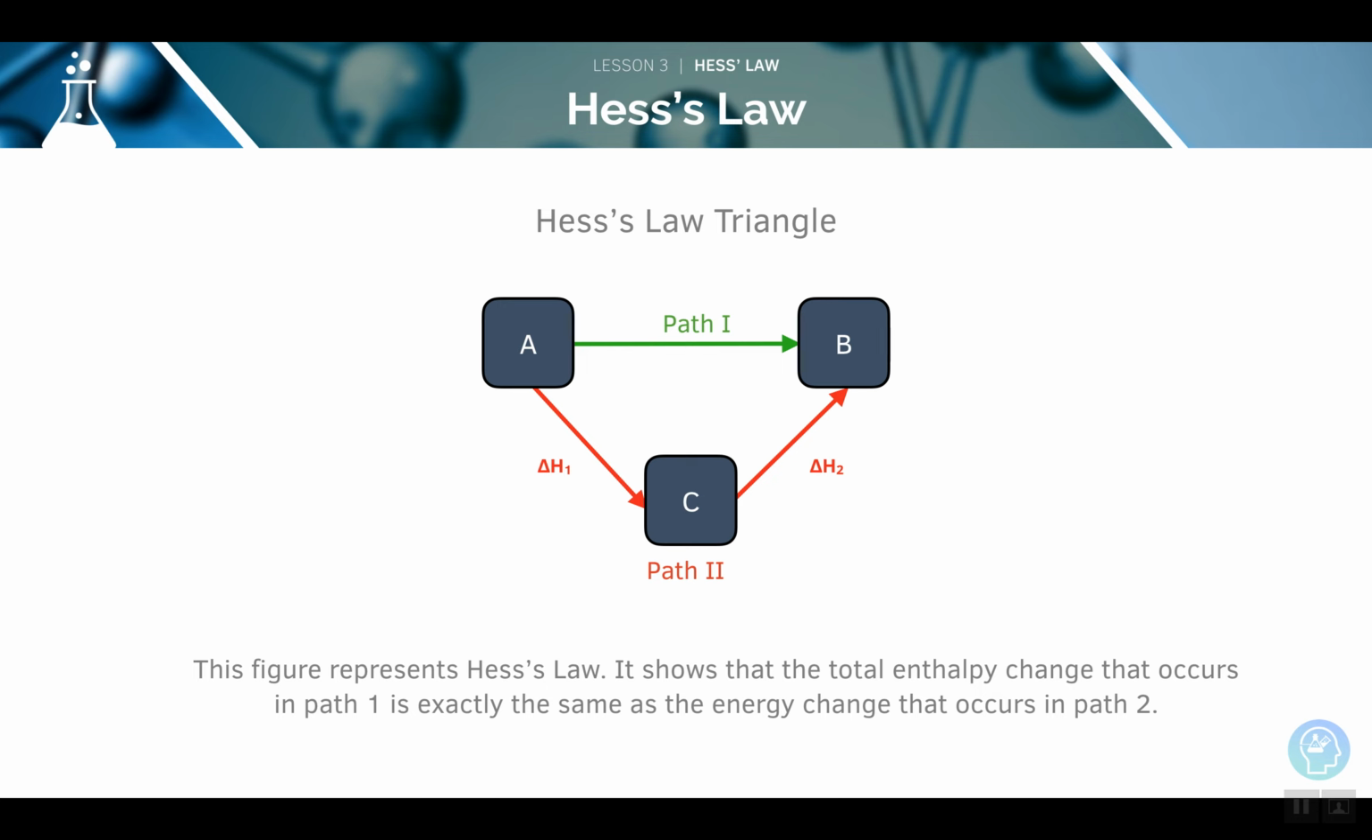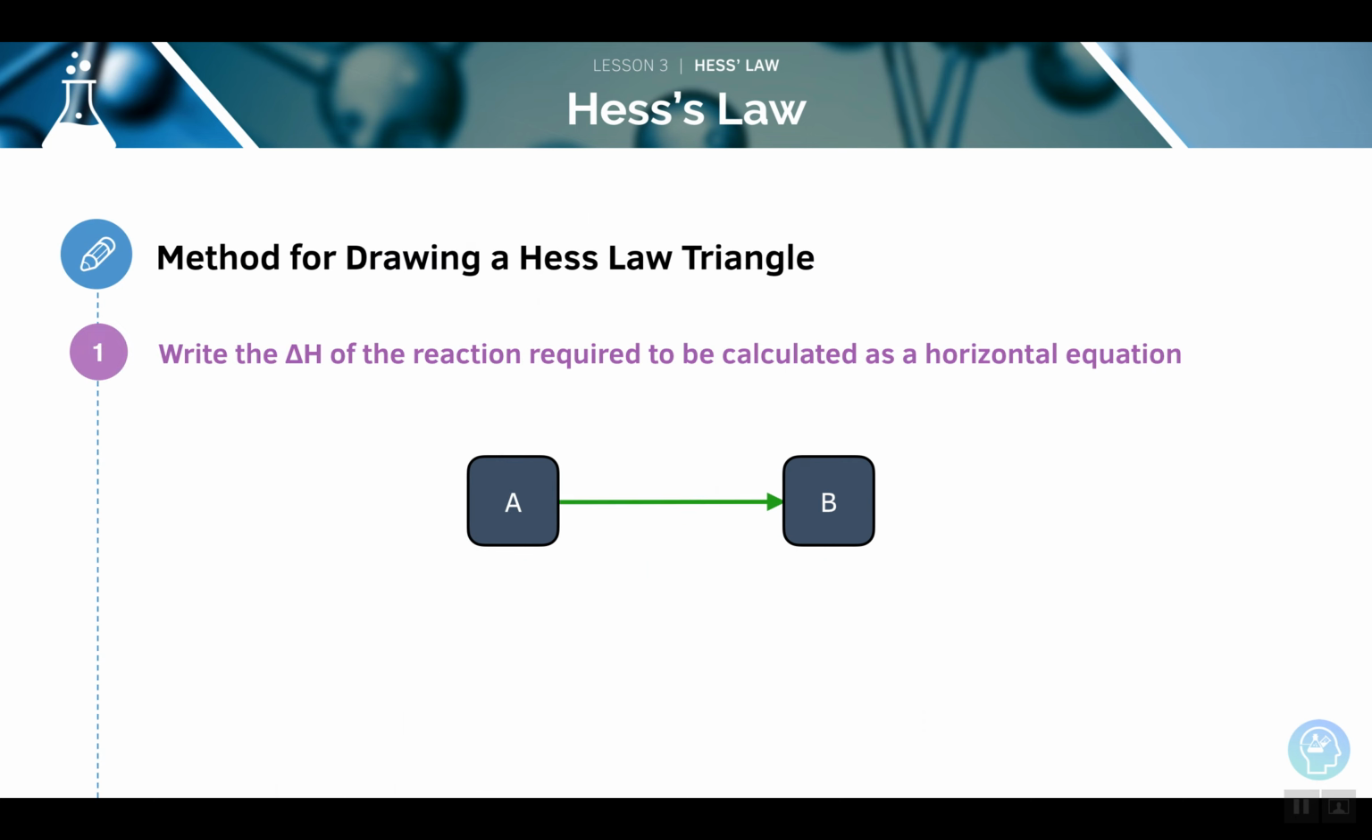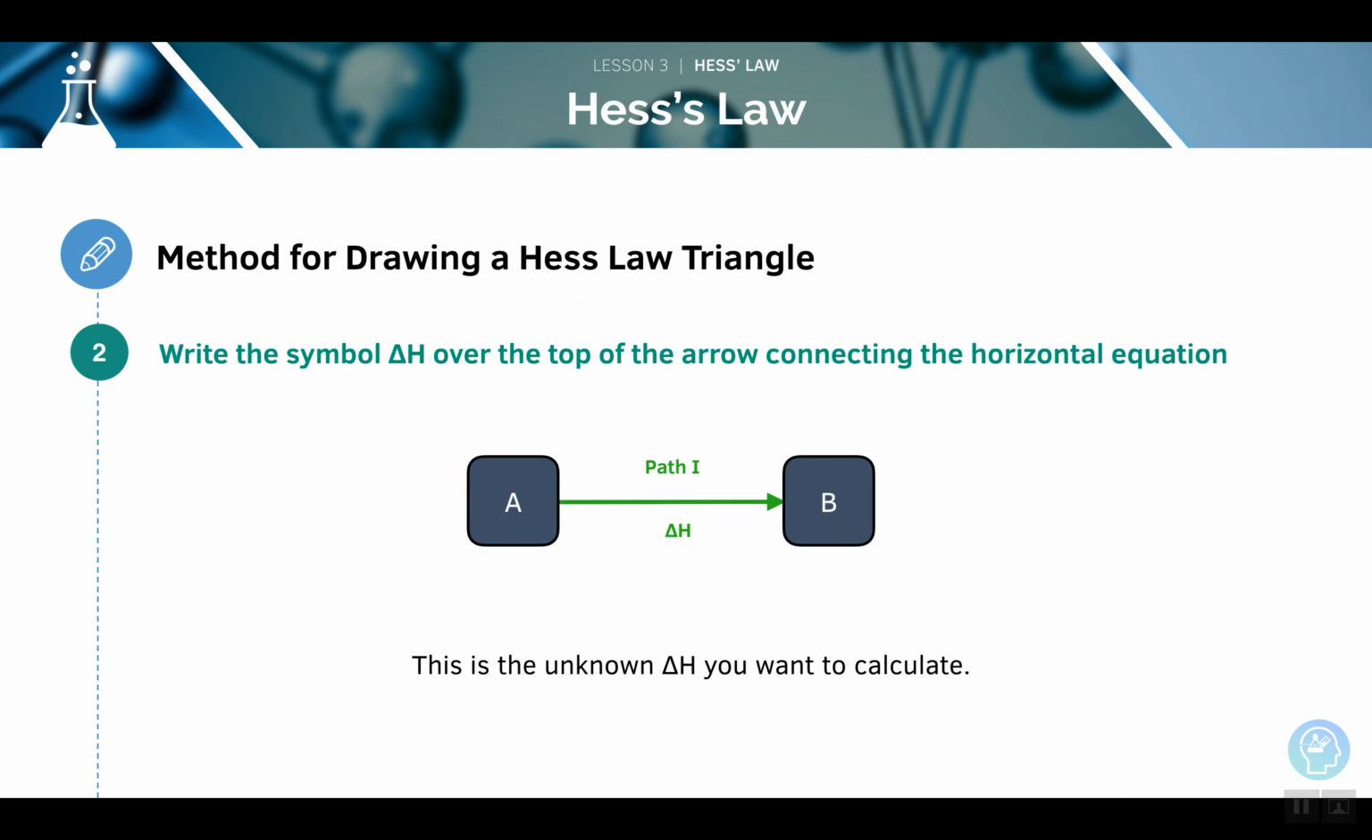You can use Hess's law triangles like this one to carry out calculations for enthalpy changes of experiments in which it is difficult to measure the enthalpy change directly. First of all, we should write down the enthalpy change of the reaction, as you need to calculate the horizontal equation. Next, we should write the symbol delta H near the arrow, as this is the unknown enthalpy change you want to calculate.